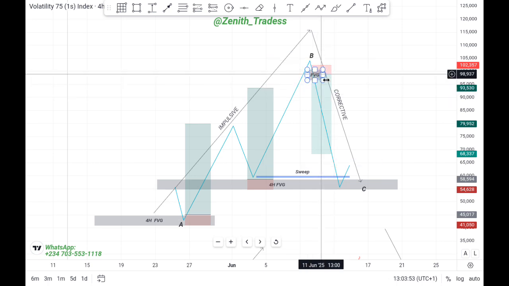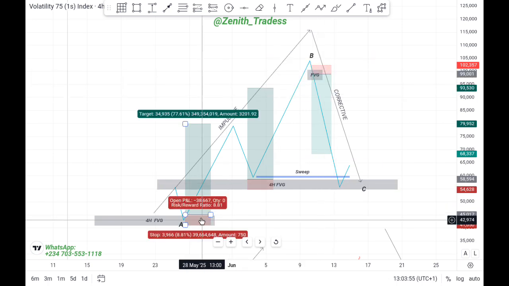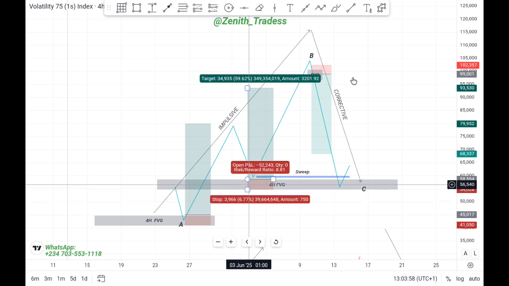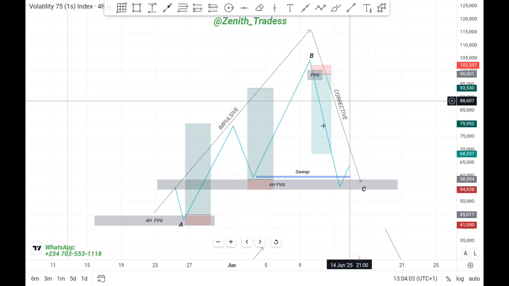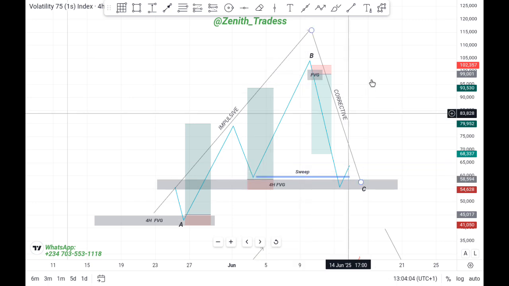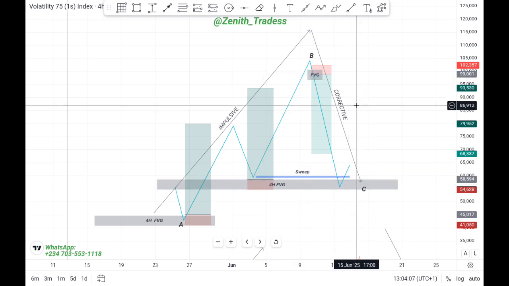But if you are not that skilled in structure marking for now, stick to these two entries that are in line with the 4H structure. In fact, I will kindly advise you to always trade in line with the 4H structure. Trade in line with the objective.